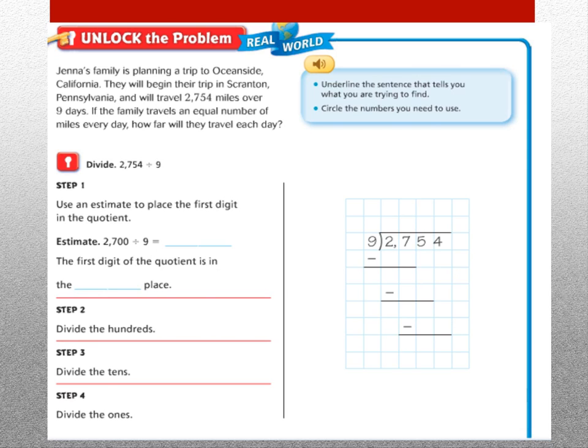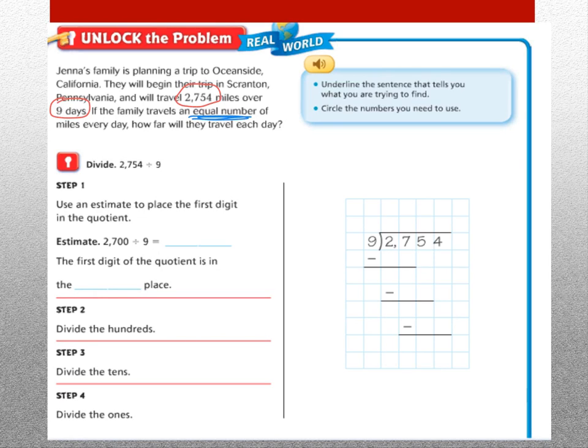All right, let's see how we can apply this to this word problem. Jenna's family is planning a trip to Oceanside, California. They will begin their trip in Scranton, Pennsylvania, and will travel 2,754 miles over the course of 9 days. If the family travels an equal number of miles every day, how far will they travel each day?